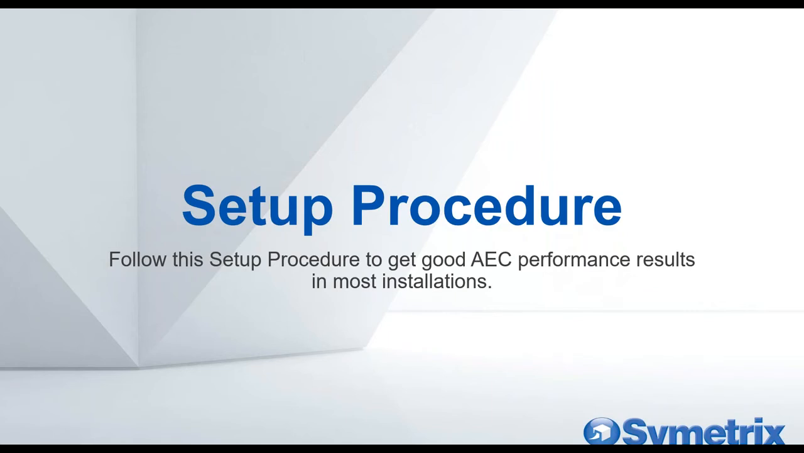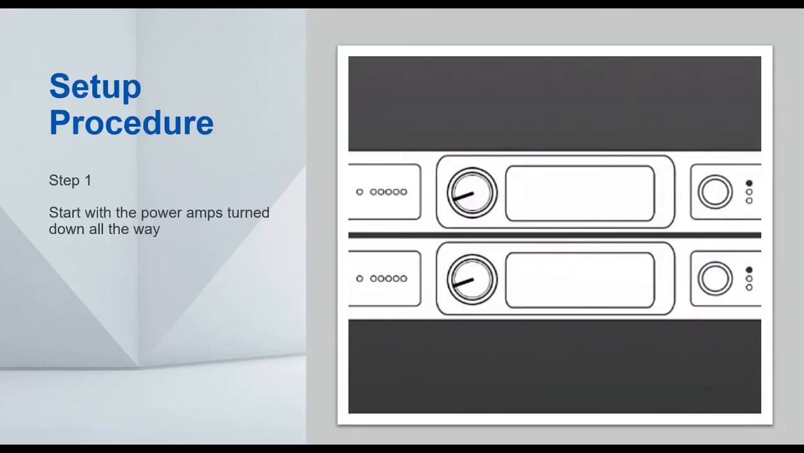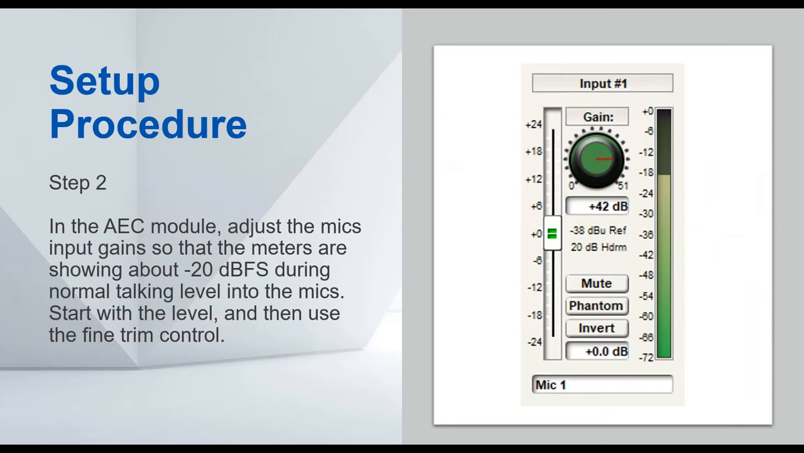Okay, so you've already designed your site file, you've installed everything, you've hooked everything up, and now you're going to make sound. Step one, you want to start with the power amps turned all the way down, because with a conference room, the gain structure is very, very, very important. So starting with the amp completely off, we're going to push our site file, and then we are going to check the microphones.